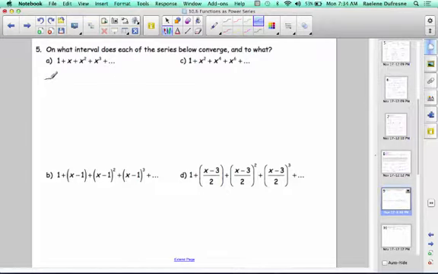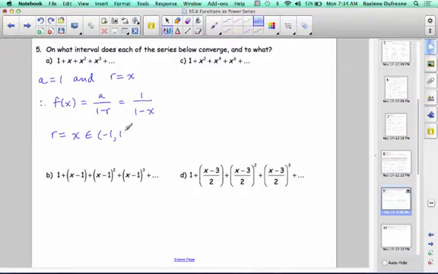Well, the first power series has a equal to 1 and r equal to x. So this is going to be a geometric power series of f of x equals a over 1 minus r equals 1 over 1 minus x, where r equal to x is contained from -1 to 1. That is our basic one.